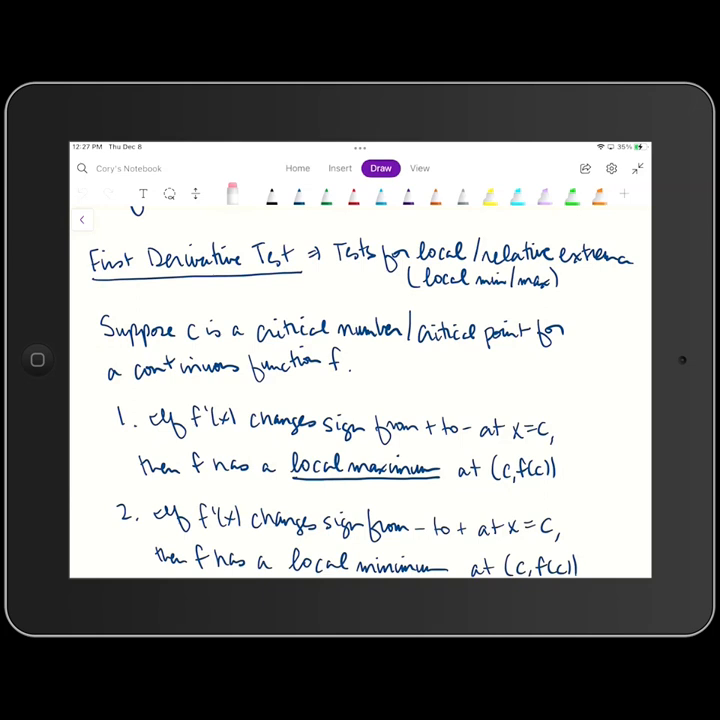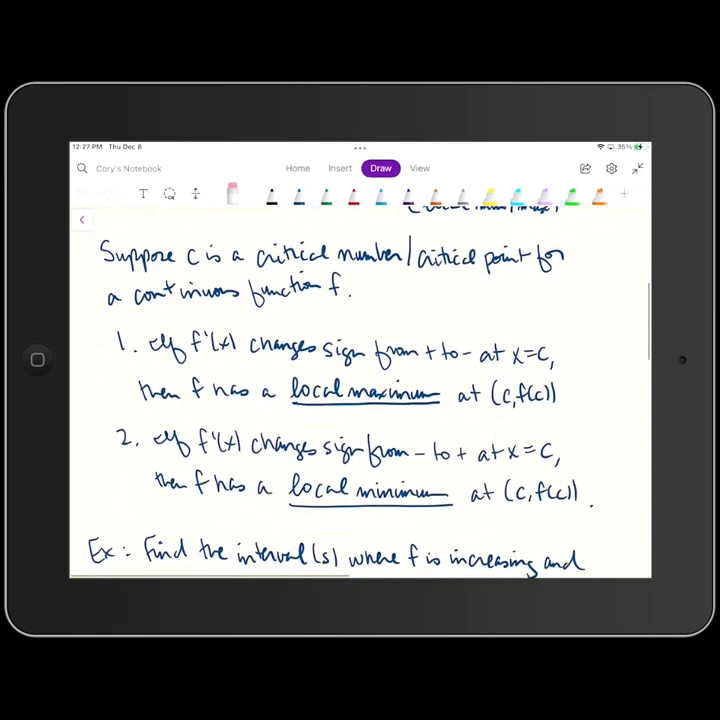So statement number 1 says if f prime of x changes sign from positive to negative at x is equal to c, then f has a local maximum at the point c comma f of c. So if f prime changes sign from positive to negative, that means our function goes from increasing to decreasing at some point. And if that happens, if your function goes from increasing to decreasing, you have a local maximum at that value of c.